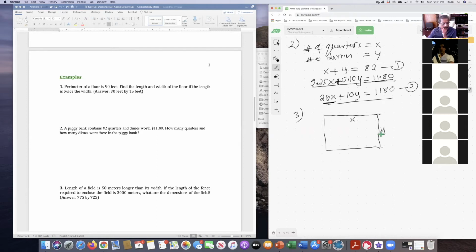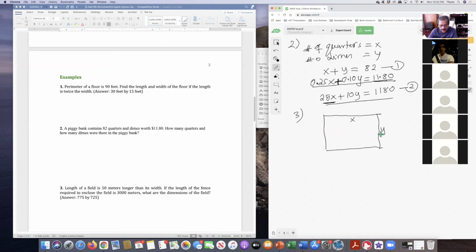The first statement here is: the length of the field is 50 meters longer than its width. So length is 50 meters more than width. How does that translate? 50 plus x is equal to y.